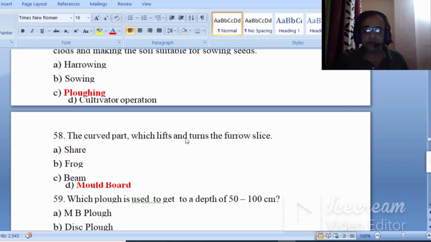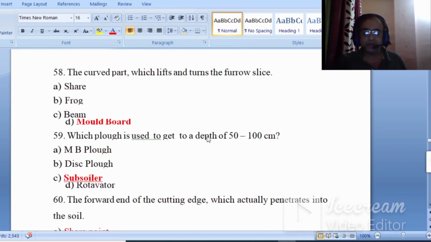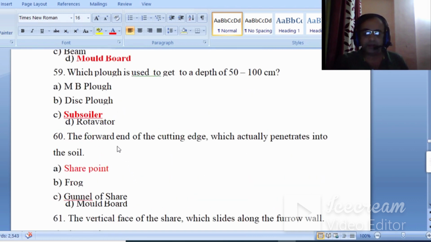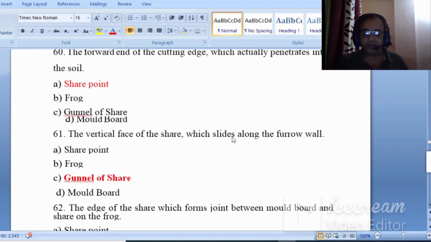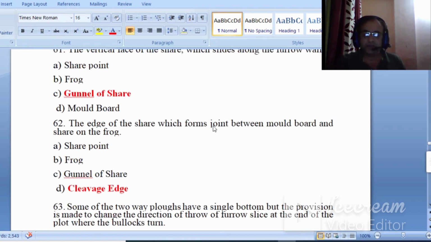The curved part which turns the furrow slice is known as the mold board. Then the next question is which plow is used to get more depth, meaning 50 to 100 centimeter or more than that. The subsoiler is used for this purpose. Then the forward end of the cutting edge which actually penetrates into the soil is the shear point, or the shear, or point of shear. The vertical face of the shear which slides along the furrow wall is known as the gunnel of shear. The edge of the shear which forms the joint between the mold board and shear on the frog is known as the cleavage edge.